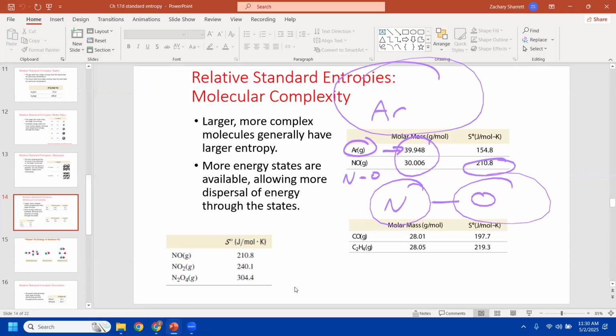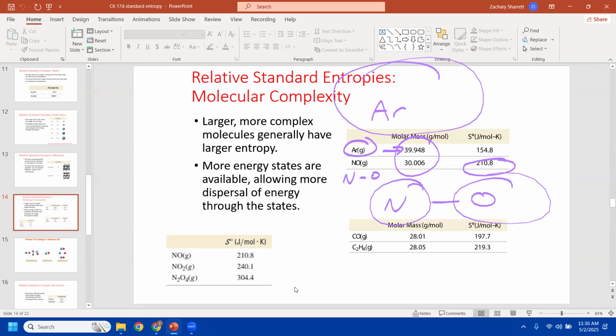I think they're both gases. Any thoughts? Zaira, what do you think? So argon is bigger than nitrogen monoxide as far as molar mass, right? But nitrogen monoxide has a larger entropy. What could be a justification for that?